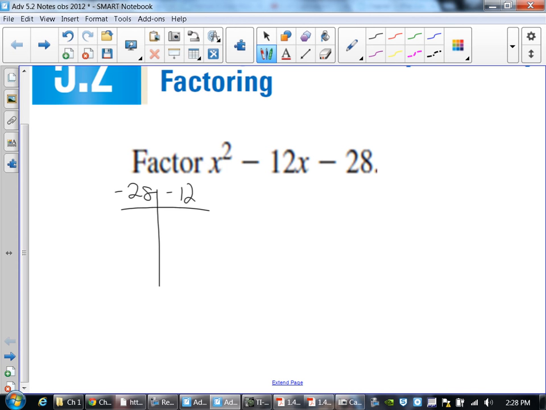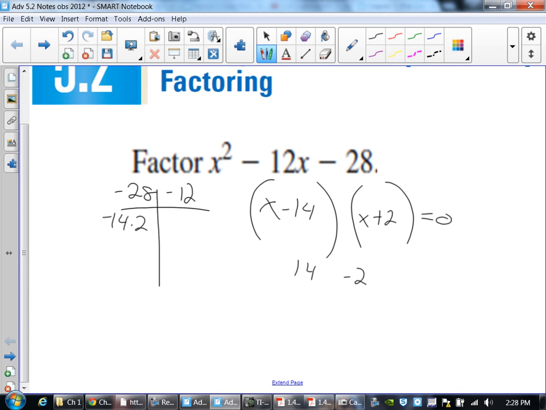What is it? Negative 14 and 2. Perfect. So when you write it out, x minus 14, x plus 2. Does it matter which one goes first? Not at all. What changes if the problem had this in it? Nothing. What's your last step then? Yeah, you would solve it. This would be where you're solving for those zeros. Just like we did a second ago with the intercept form, what would be the zeros for that? 14 and negative 2. That's what it does.